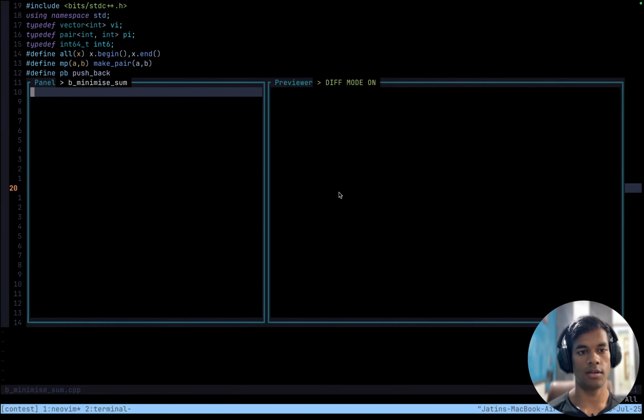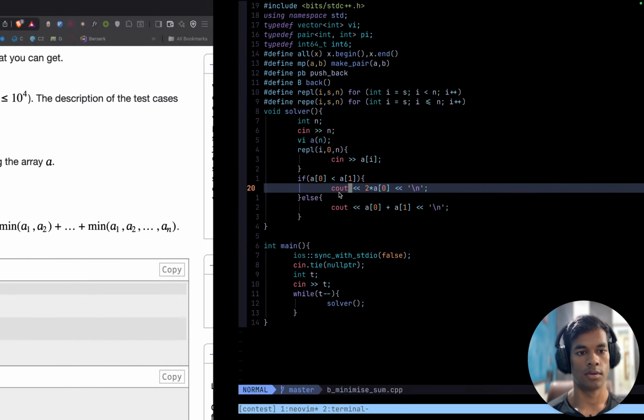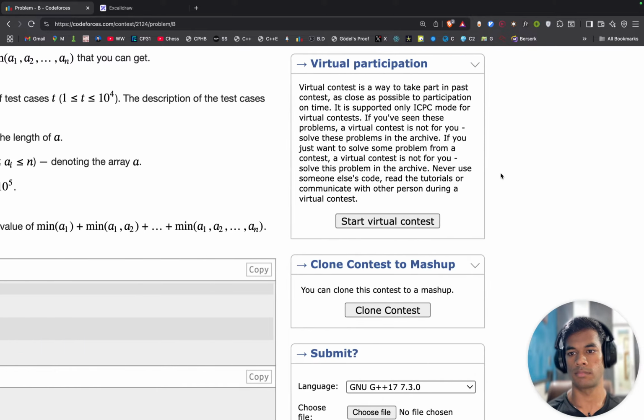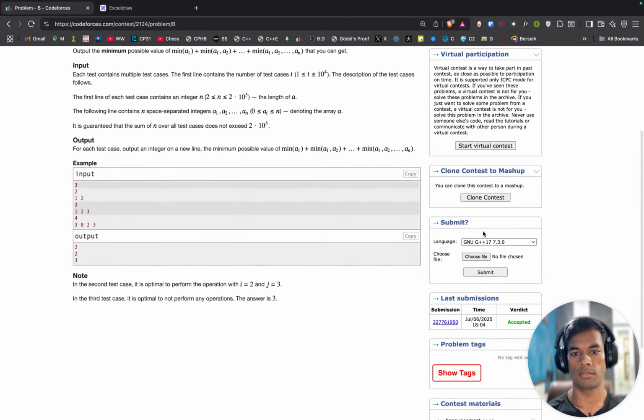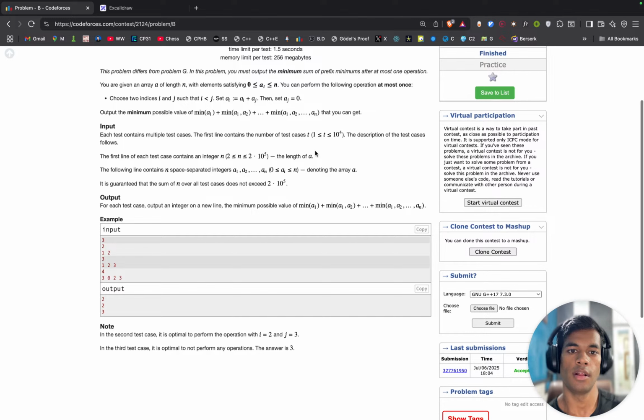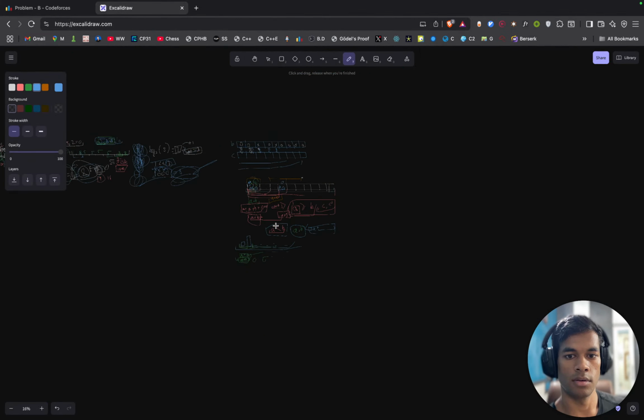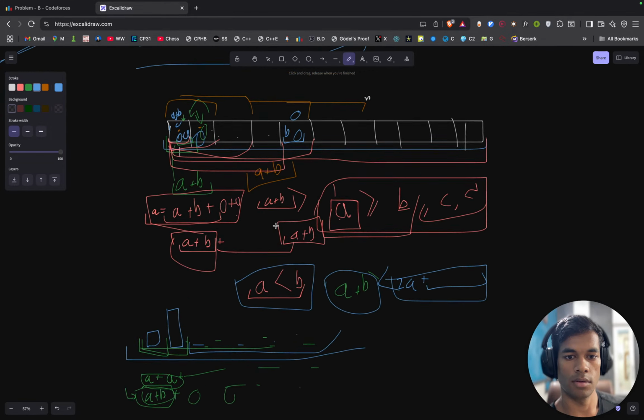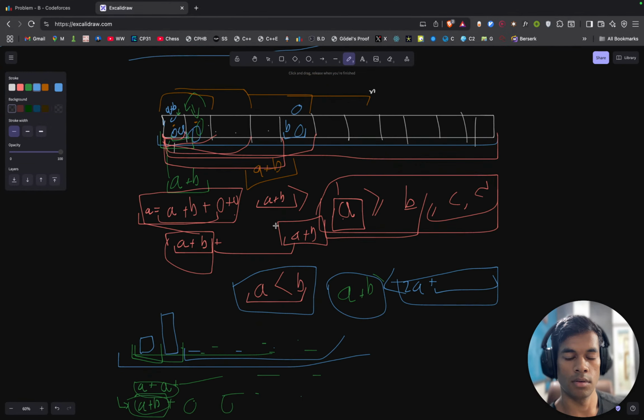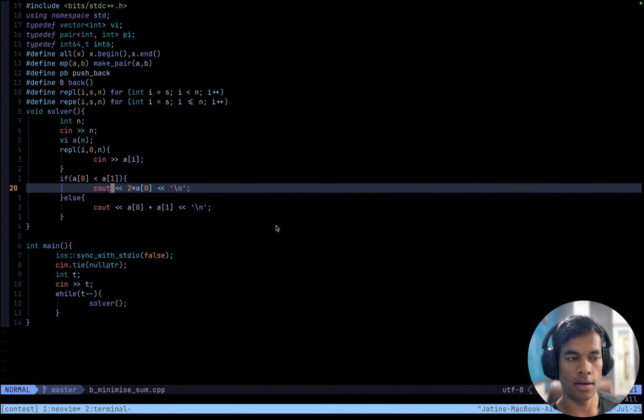Should this thing work? Got accepted in first try. If A is less than B, shit. Why did I do that?